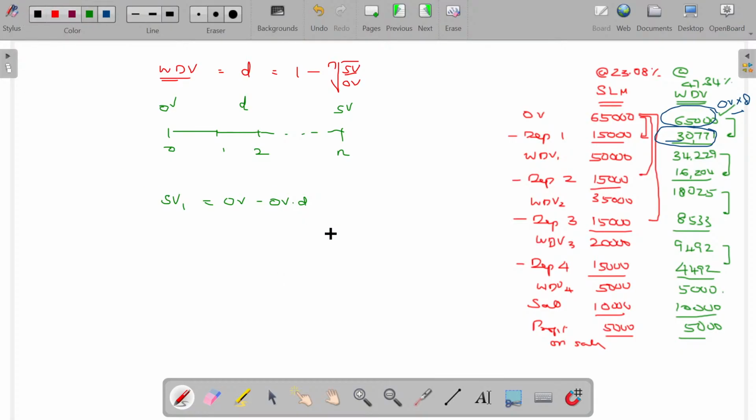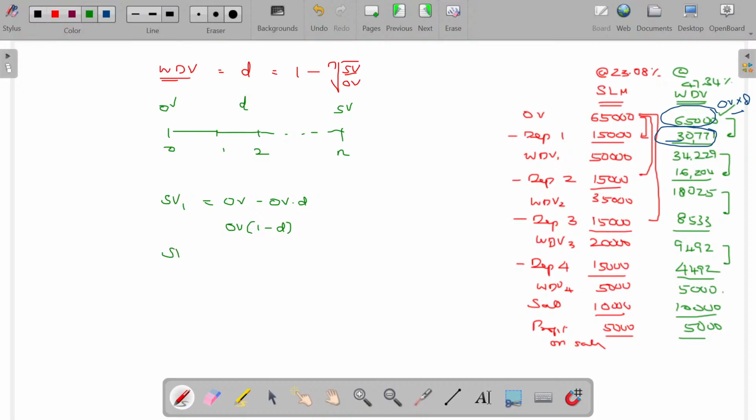We can simplify this one, where OV remains constant on both sides. I take the OV out, then 1 minus D. OV into 1 minus D is the simplified version. Is that okay? OV is common, I can take it out. So the new formula is OV into 1 minus D. If I multiply the OV inside the brackets, OV into 1 is OV, and OV into D, so we get the same.